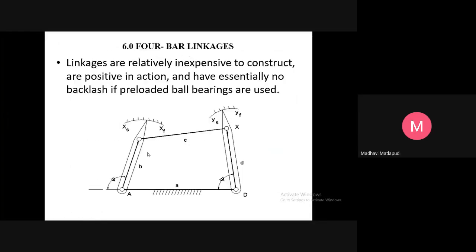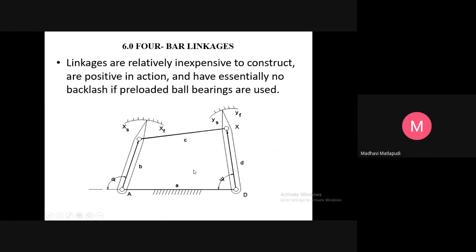Then there is another set of mechanisms which are the simplest, most practically feasible and widely used. Those are 4-bar linkages. Now the linkages are relatively inexpensive to construct, are positive in action, and have essentially no backlash if preloaded ball bearings are used. Now let us understand this mechanism. It comprises 4 links: link A, link B, link C, link D.